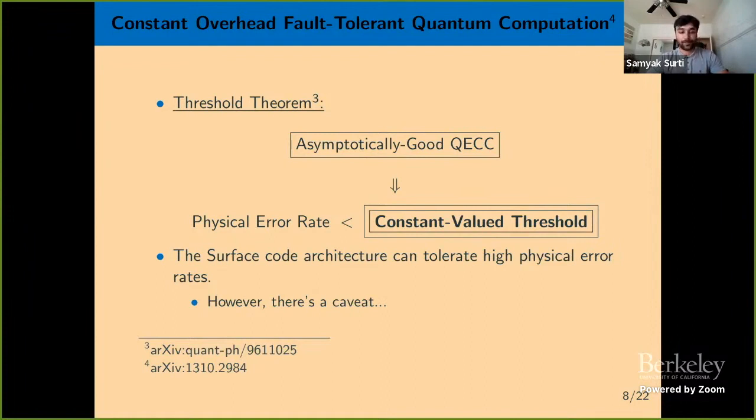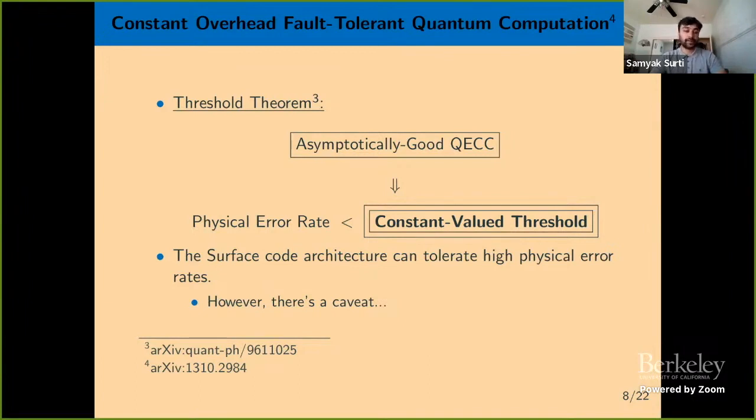I'm getting there. But one important thing that I want to discuss before we get to that is the constant overhead fault tolerance theorem. There's something called a threshold theorem. And what it says is that if we have asymptotically good quantum error correcting codes, and asymptotically good here references how good the encoding rate and the minimum distance of our code are, then we can achieve physical error rates that are below a constant valued threshold. What this means is that if our quantum device is experiencing physical error rate E, let's say, and our code offers some threshold T, as long as E is less than T, then we're able to arbitrarily suppress errors that our device experiences.